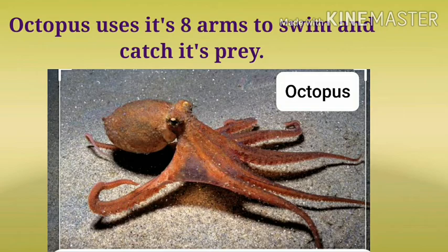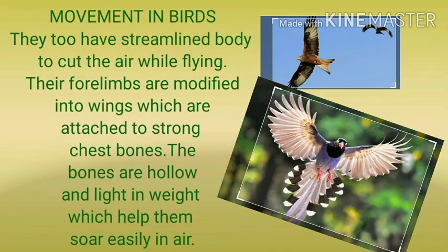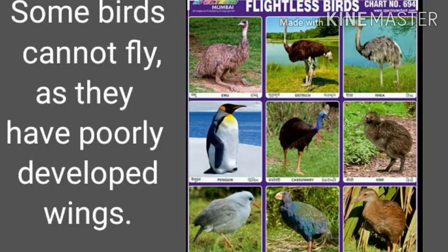Movement in birds. The birds too have streamlined body like fishes to cut the air while flying. Their bones are hollow, their feathers are light in weight. So all these features and their chest bones are very strong where the wings are attached, which help them fly in air. Some birds they have poorly developed wings, because of which they cannot fly, like hen, penguin, etc.